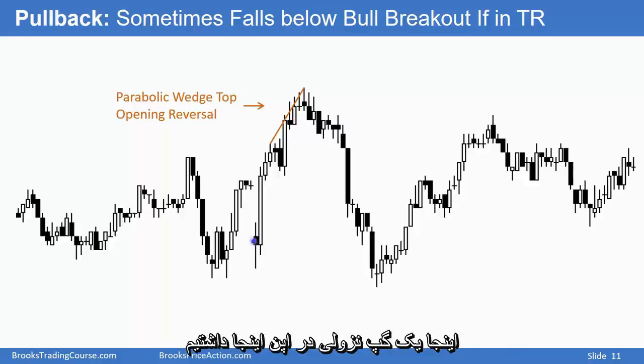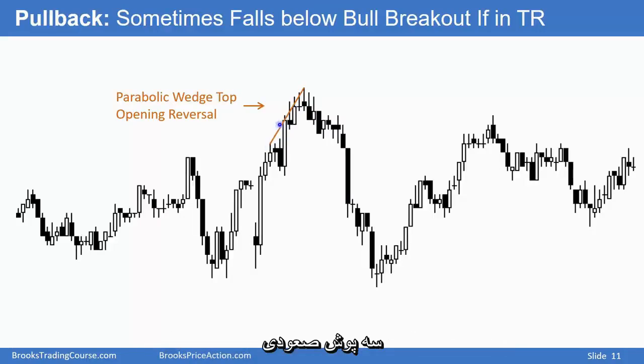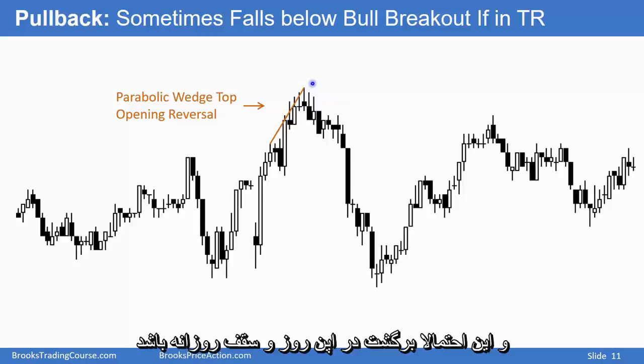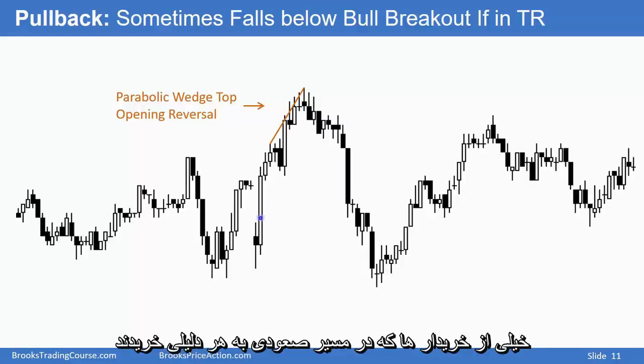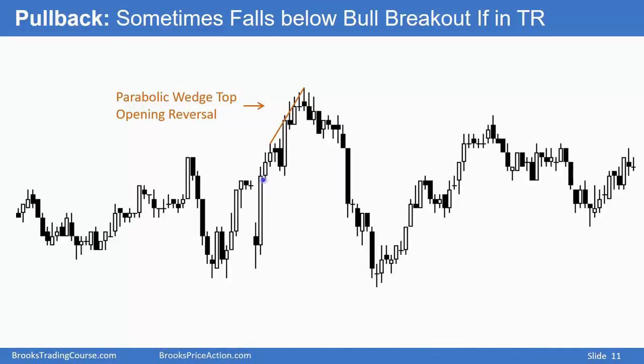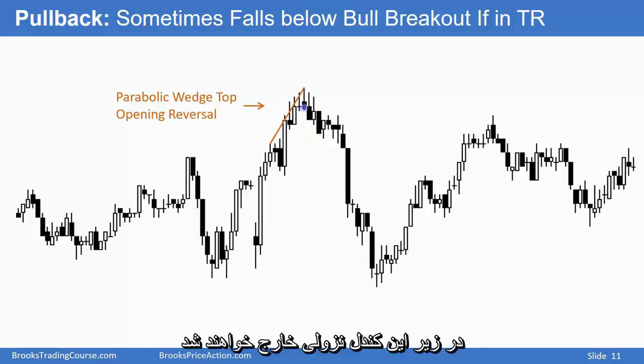You can see we gapped down on the open here, and then we rallied strongly, and then again less strong, and then again less strong. 3 pushes up, 1, 2, 3. This is a parabolic wedge top, and it's a possible opening reversal and high of the day. So a lot of bears will sell below that bear bar. A lot of bulls who bought for any reason on the way up, like this close, that close, will get out below that bear bar just in case this parabolic wedge top becomes the high of the day and we have a bear trend down.